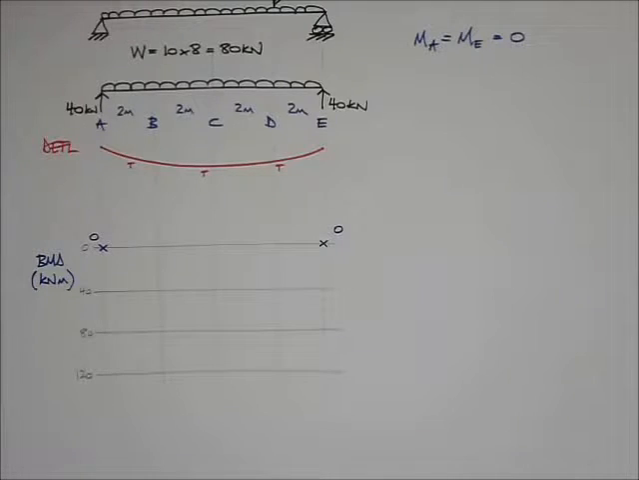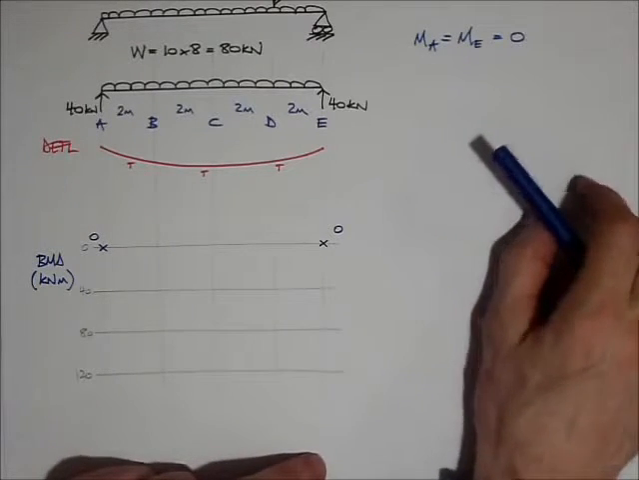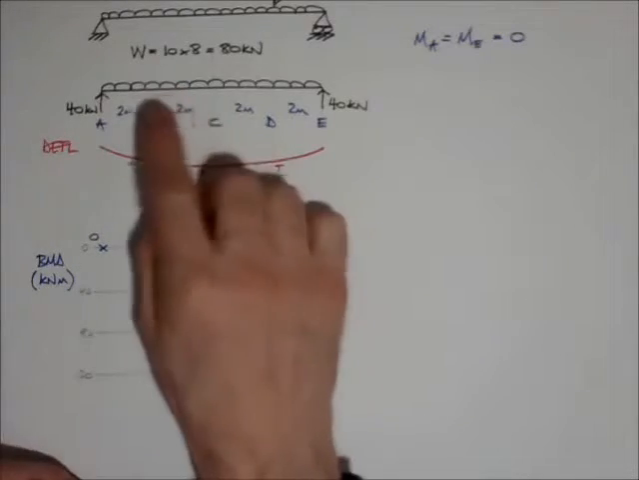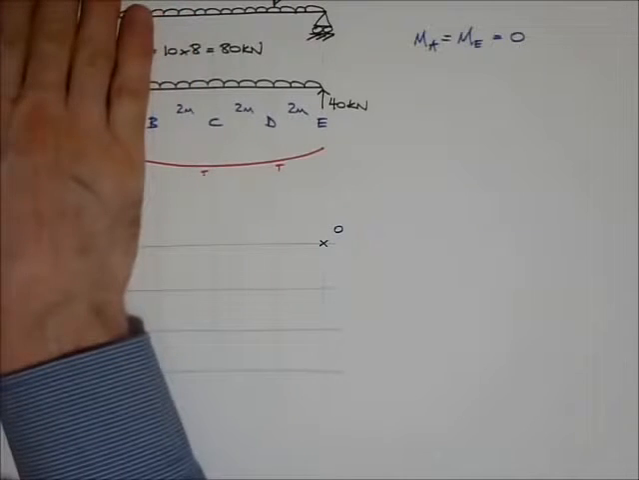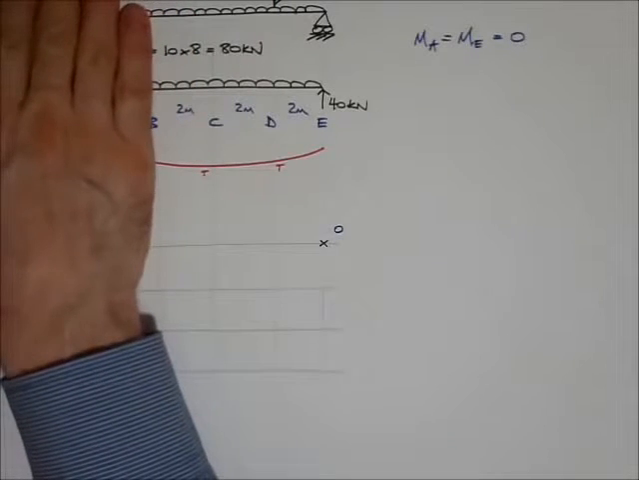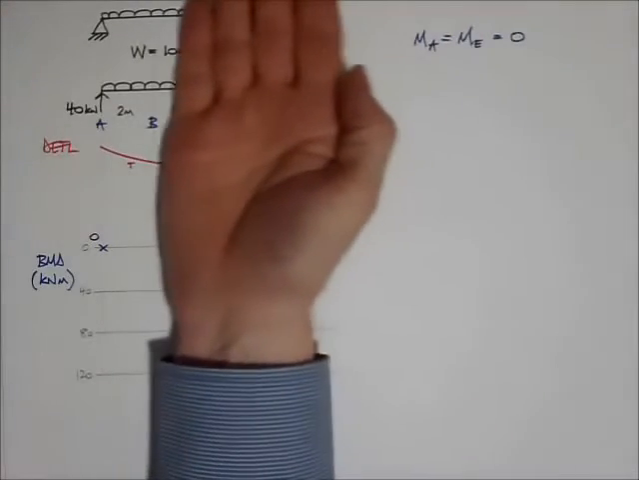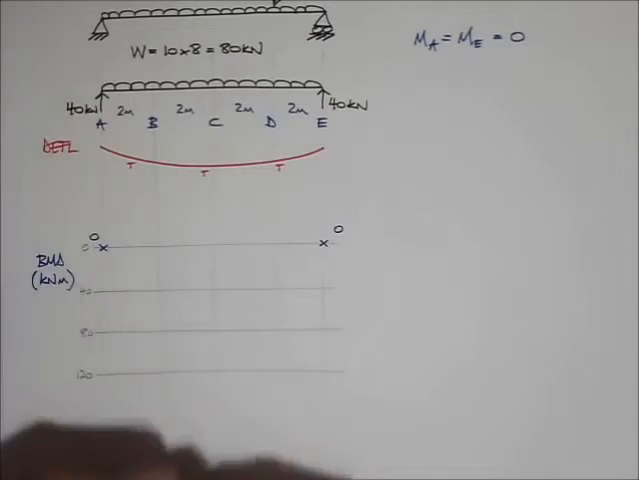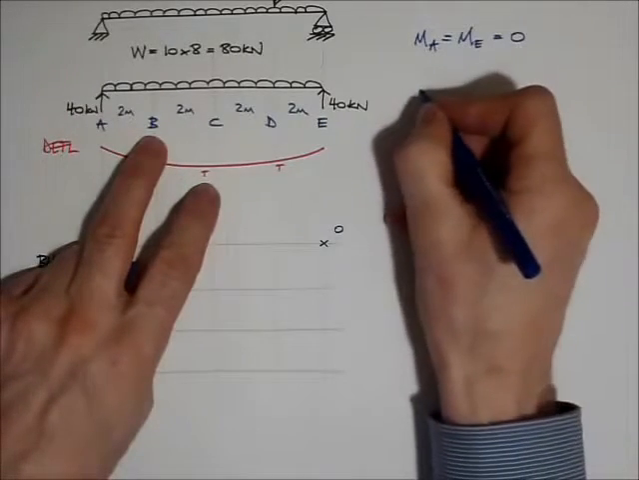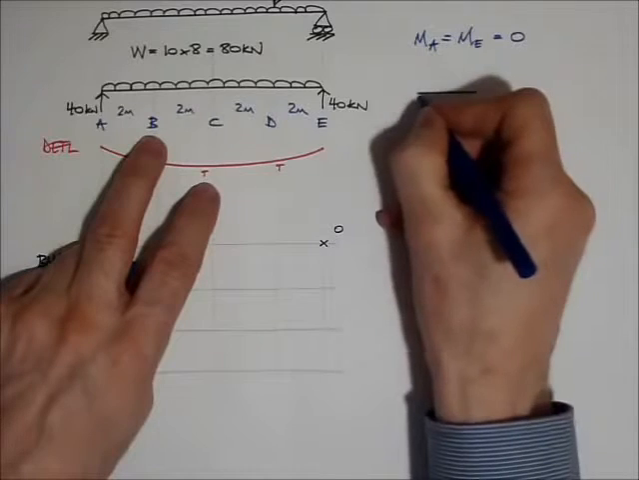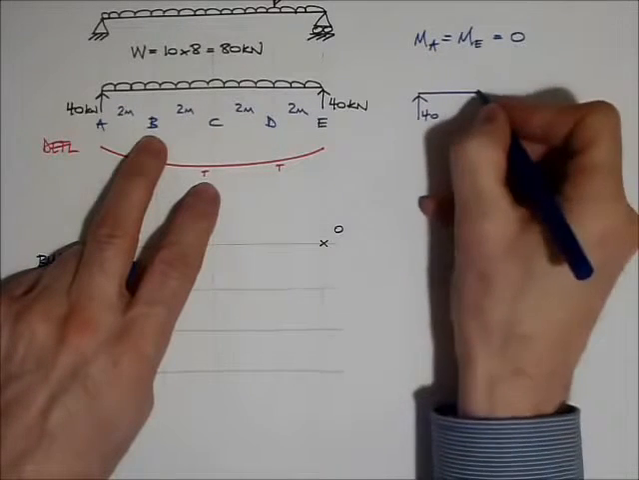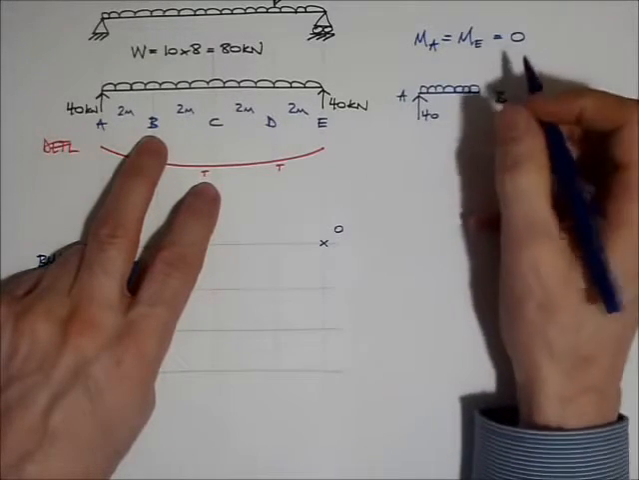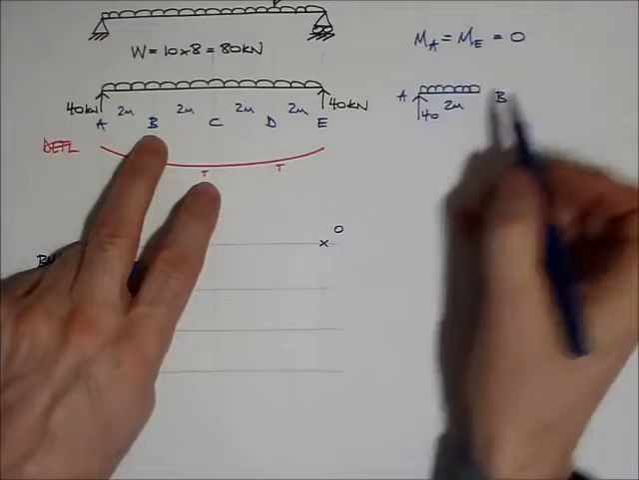Great. The next step in the calculations is to go to point B, and at point B I'm going to cut the beam and look to one side or the other. Now it looks to me as though if I cut the beam and look to the right, that's a bit more complicated than if I cut the beam and look to the left. So at point B I'm going to cut the beam, look to the left, and I'm going to draw out the free body diagram. That's A, that's B, and the whole thing is 2 meters length.